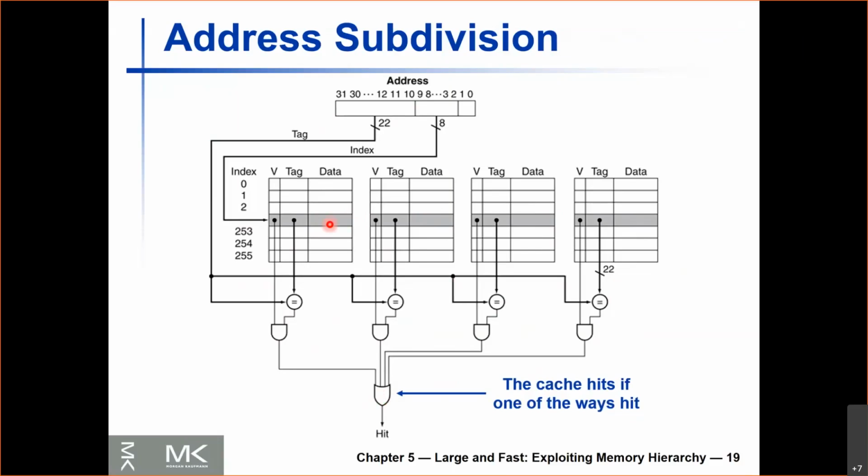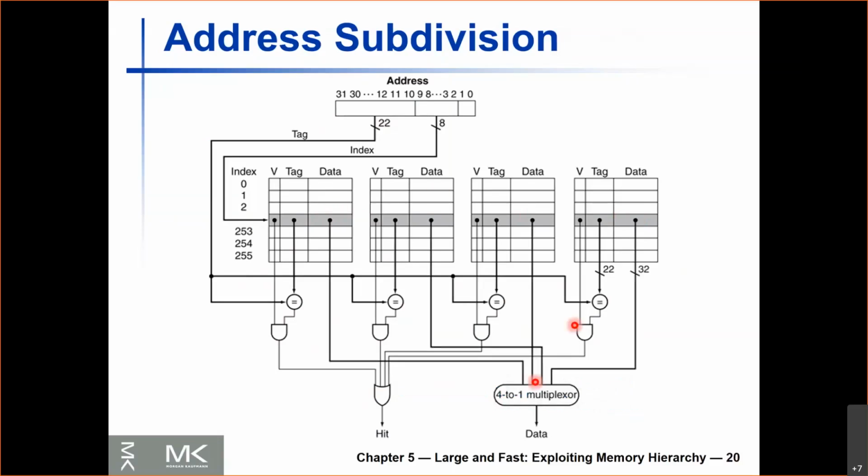So the data could either be the data in this way, or the data in this way, or the data in this way, or the data in this way, right? So how do I select the right data and return it? What do I use to select? Come on, guys. We should know this by now. What hardware structure selects? Correct, a multiplexer. So what we're going to do is we're going to read these data from the cache, and we're going to pass them to a multiplexer. Okay, and the multiplexer is going to select one of them as the data.